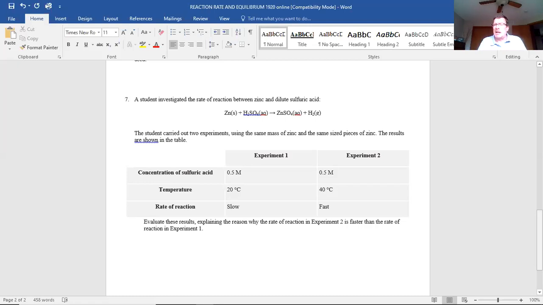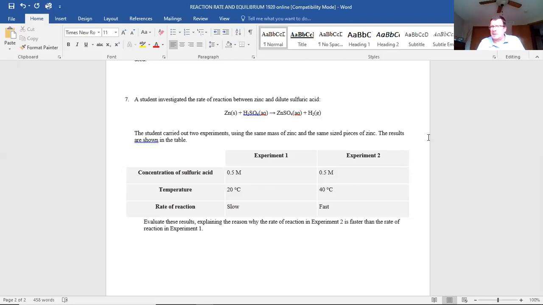Again, really a lot of the reason people just got this wrong is they said, well, the temperature was higher in experiment 2, so it went faster. Yes, but that's not what we're asking. I mean, that is what we're asking you, but that's not the explanation that's required. Evaluate the results. So you had the 2 experiments. They had the same concentration. They had differing temperatures. They had the same mass of zinc, same size of zinc. Okay, everything going on, very similar to the reaction above.